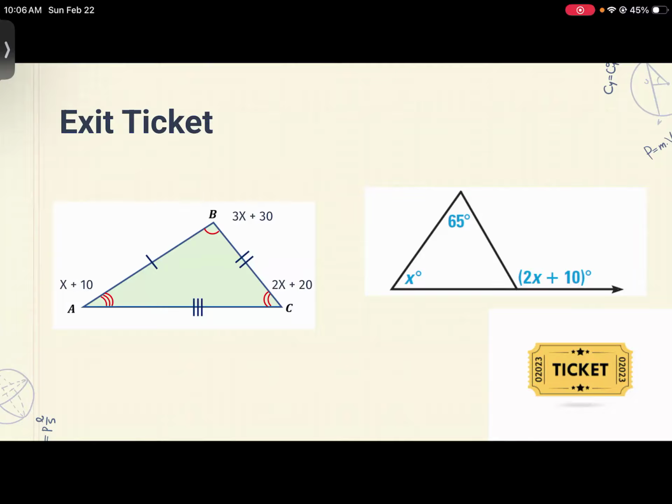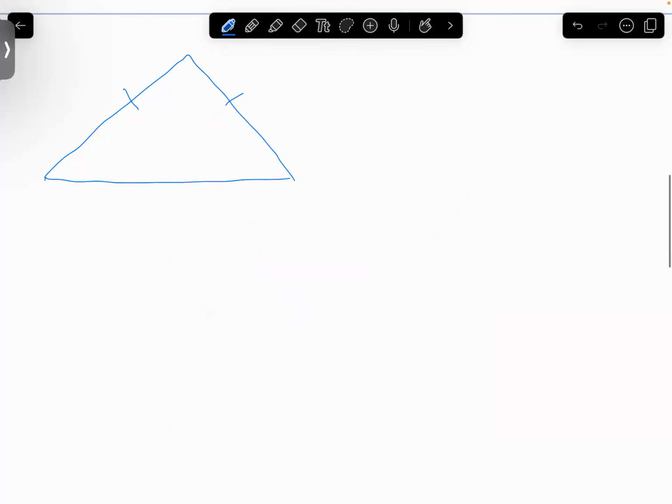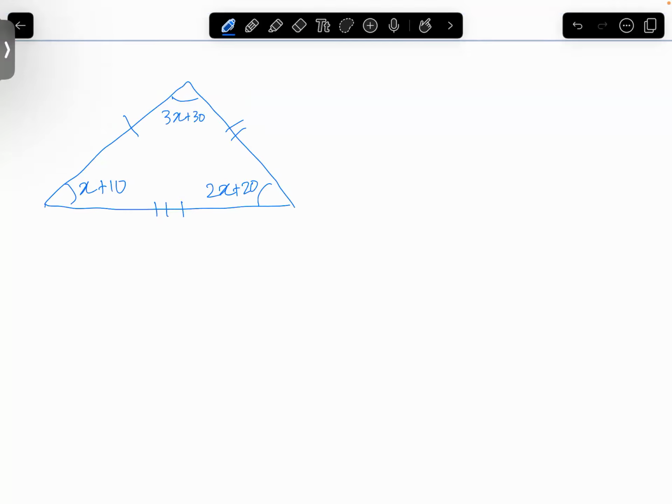You have to explain it to them. Sounds good. So we are given a triangle like this, and all we know is that the 3 sides are different. This angle is x plus 10, this angle is 2x plus 20, and this angle is 3x plus 30. So we want to find the value of x.